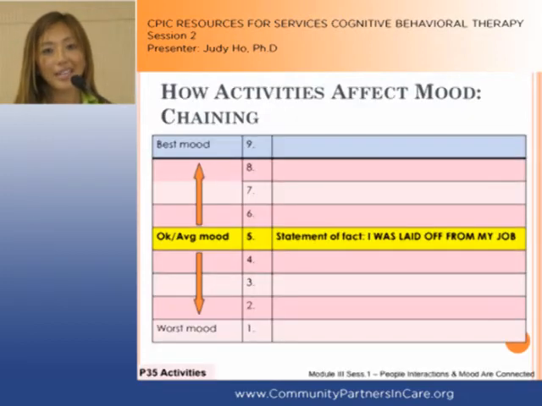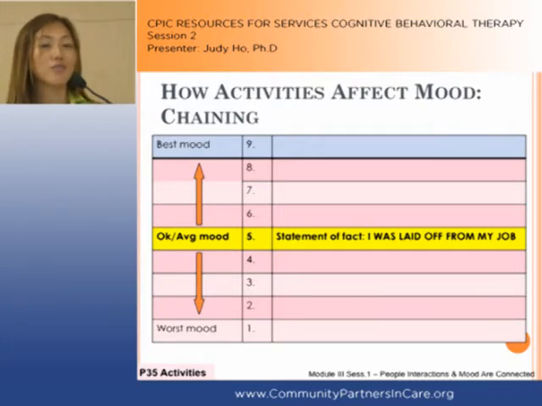We also use the chaining activity here for how activities affect mood, and you do it exactly the way that we showed you in the thoughts module. So you start with 5, which is always a statement of fact of something that happened. Let's say in this case, the fact is that they were laid off from their job. Then you ask them, okay, what's an activity you could do or not do that could make you feel worse? So it's different from the thoughts module, where you were asking them what thought would you have that could make you feel a little bit worse?